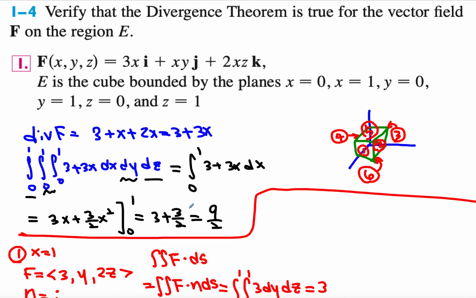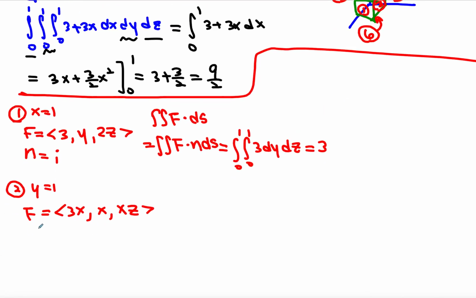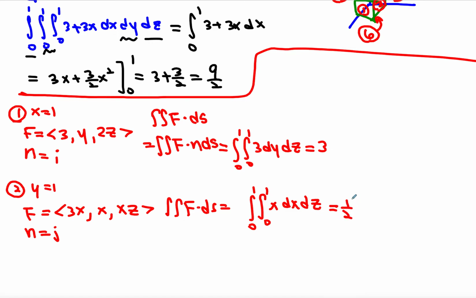Now, in the second surface, the normal vector is equal to what? j. So our integral of F dot dS now becomes j, which is this component, only x. So we have x dx dz. X goes from 0 through 1, z goes from 0 through 1 as well. When you evaluate this one, you realize that it's equal to 1/2. Not bad. Let's look at the third one.